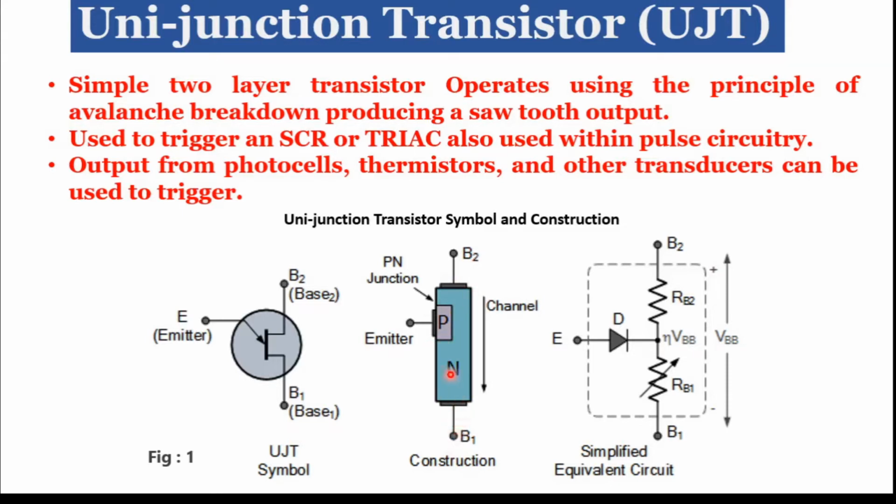Here n-type bar is taken lightly doped. It means the majority charge carriers, electrons, are lesser in n-type. So current between base 1 and base 2 is very small, or in other words, the resistance between base 1 and base 2 is large.